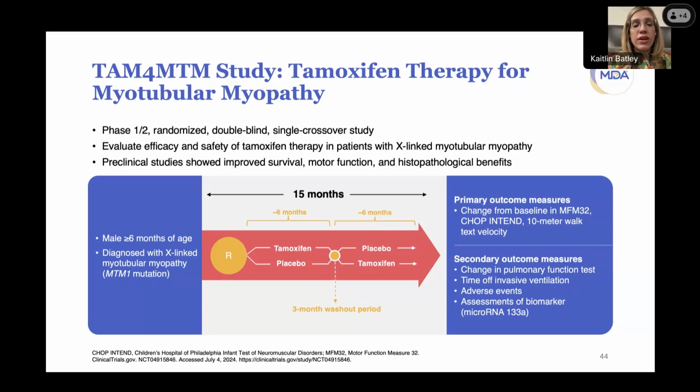And so this study is currently ongoing with no data yet, but the preclinical studies did show some really interesting benefits, perhaps improving motor function and survival. So we'll be looking forward to results from this. Next slide.